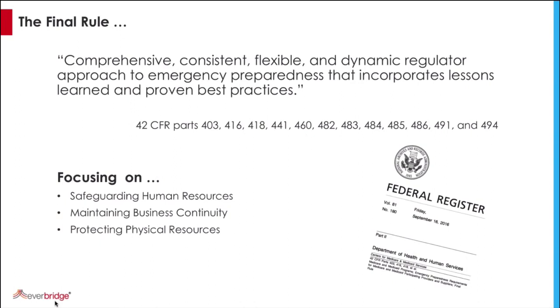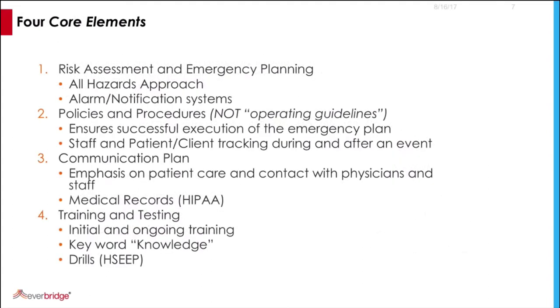So the final rule, again, was published in interim a year ago. The idea behind that federal CFR, the Code of Federal Regulations, was to discuss the safeguarding of human resources, maintaining business continuity, and protecting physical resources through an emergency management plan. There are 4 key elements of the CMS rule. Again, if you've been a part of those, you know these in and throughout. But from a point of reference, it's important to cover them.